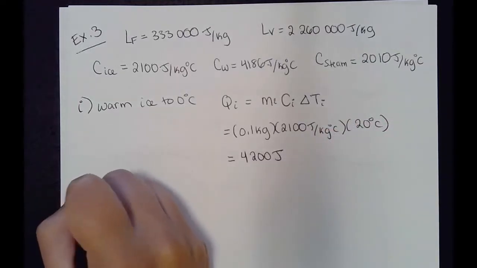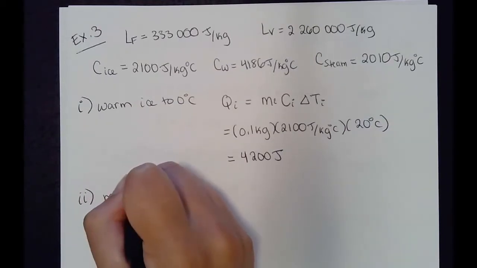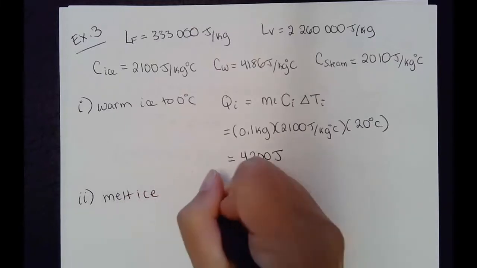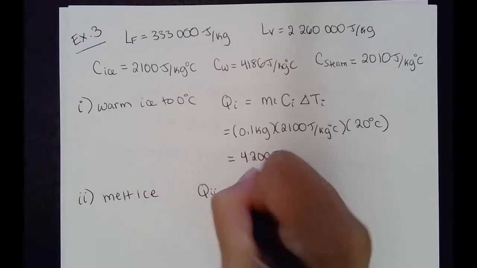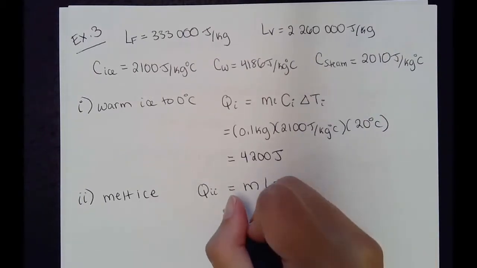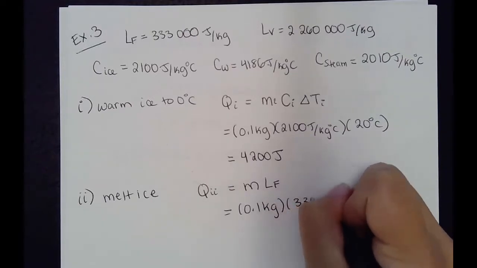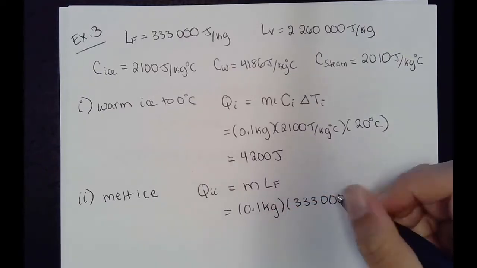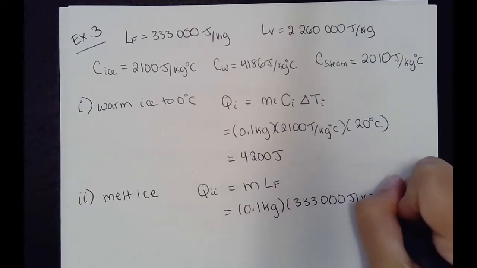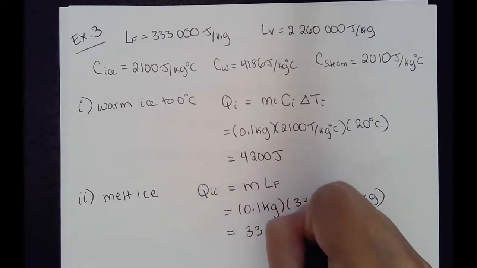Okay, now at 0 degrees, the ice is at its melting point, so the next thing that happens is that the ice melts. And Q for melting the ice will be MLF. We use the latent heat of fusion since it's going from solid to liquid. And again, it's positive because it requires energy in this step. Okay, so this is 0.1 kilograms times 333,000 joules per kilogram, which is 33,300 joules.